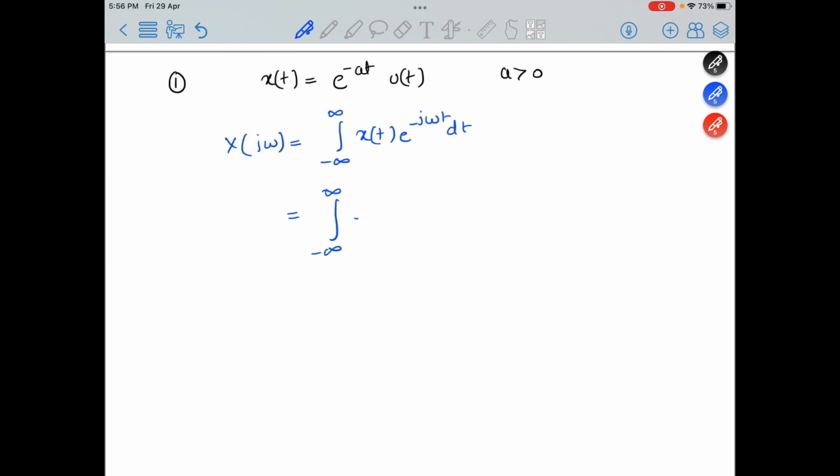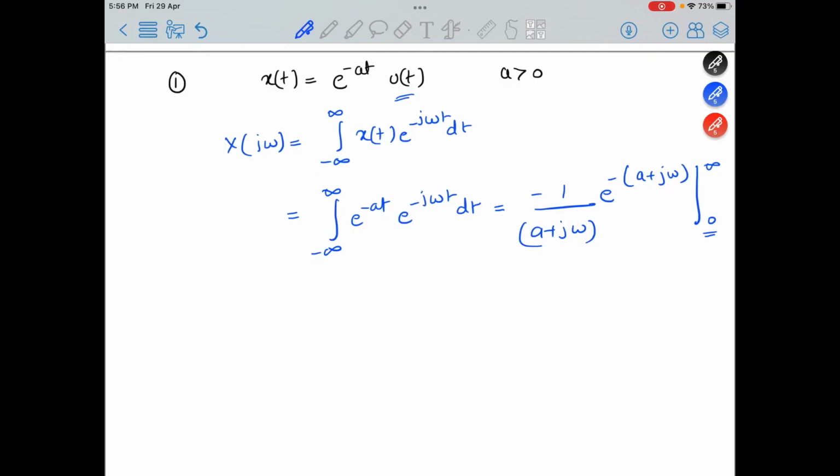That can be written as 1 over (a plus j omega), and this is a property from integration. So, it will be equal to minus 1 over (a plus j omega), and your limit will vary from 0 to infinity. This is because of the u(t) function. The u(t) function will start from 0 and go up to infinity, and it will take a value of 1, otherwise it will take a value of 0. So, this range varying from minus infinity to infinity will change to 0 to infinity.